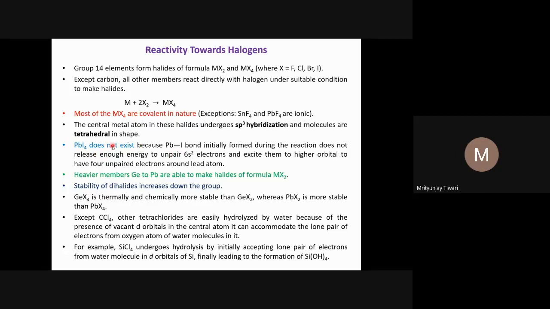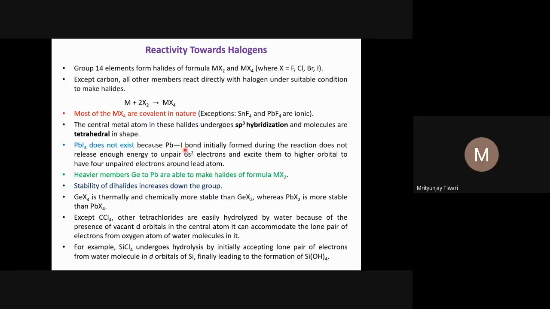So PbI4 doesn't exist because the Pb-I bonds initially formed during the reaction do not release enough energy to unpair the 6s2 electrons and excite them to higher orbitals to have four unpaired electrons around the lead atom. This is the same thing I explained in different words. Let's see how the bonds are formed, although that doesn't happen in reality in the same sequence.